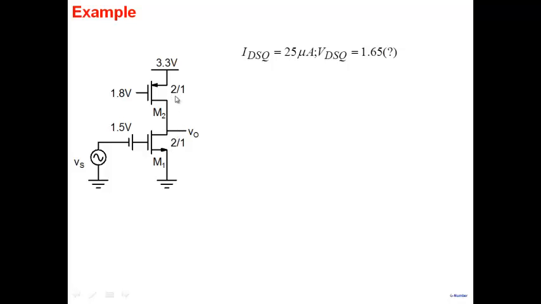Both are of size 2 by 1. They're biased at some voltage 1.5 here, which gives us an IDSQ of 25 microamperes. And we are assuming here that the drain-to-source voltage is difficult to calculate, because both the transistors are biased in the saturation region, and therefore this is acting like a current source, and this is acting like a current source as well.